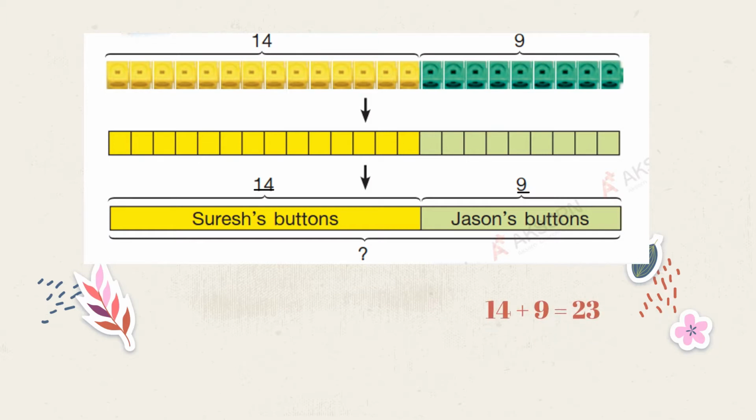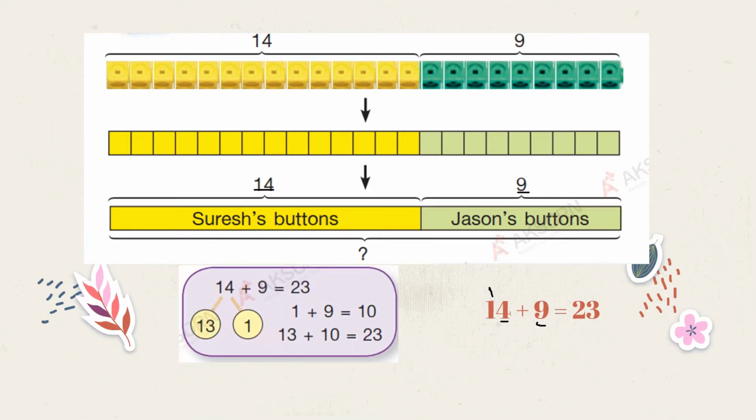So we're going to add 14 plus 9 equals 23. First we're going to add the ones. 4 and 9 is equal to 13, and we're going to add 1 here. That's why it is 23. So here is the solution. 14 plus 9 equals 23.